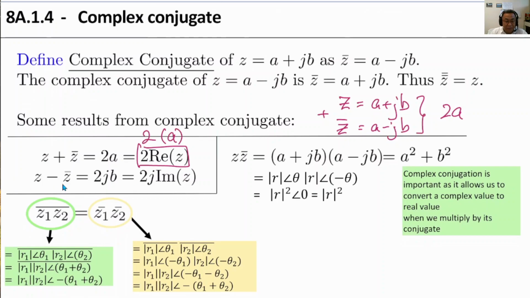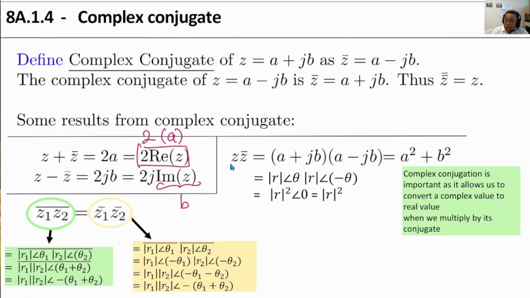Similarly, z minus z bar. Let's see what we can do with this. So I write z equals a plus jb, minus z bar, which is equal to a minus jb. So a minus a becomes 0. And now plus jb minus minus means plus, so it's 2jb. Therefore, the answer is that z minus z bar is equal to 2jb, which is 2j times the imaginary part of z, and the imaginary part of z is b.